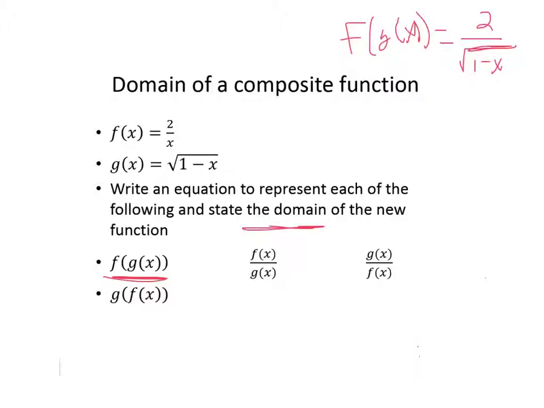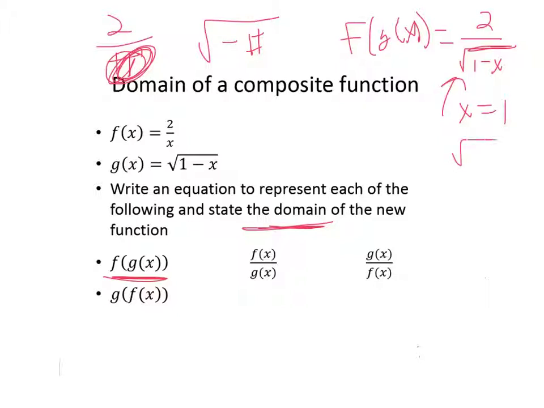What are the domain issues here? Remember, I can't divide by 0, and I can't take the square root of a negative number. So when is the denominator equal to 0? When x equals 1. So when x equals 1, that's a problem. And x can't be bigger than 1. It can't be 2, because that would give me the square root of negative 1. So x has to be less than 1. It could be 0, right? If x was 0, that works. If x was 1/2, that works too.